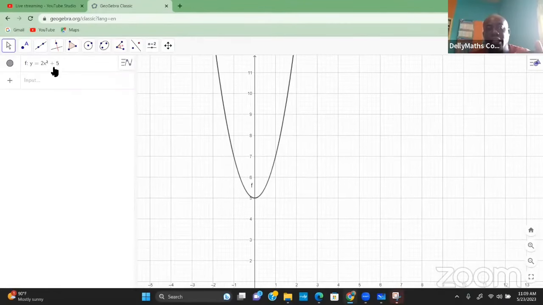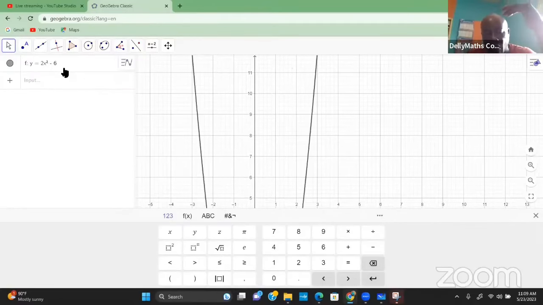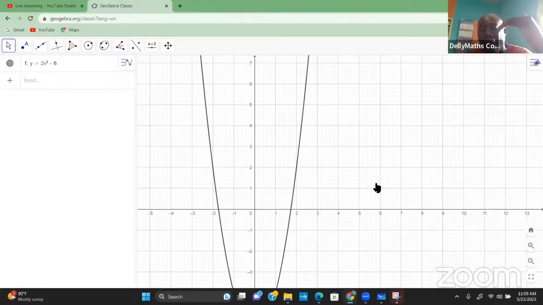Now, I'm going to be changing this number at the back. I'm going to show you that it's not going to leave off the axis. I could put minus 6. Enter. It's going to go down to 6, but I'm still on the y-axis.